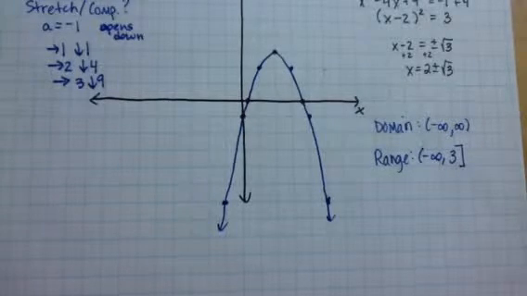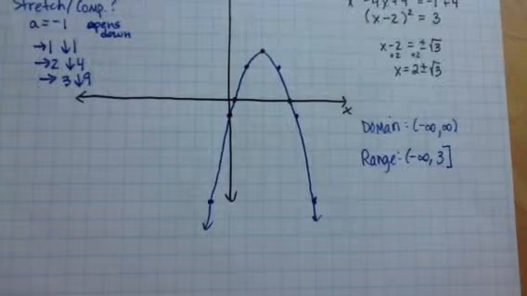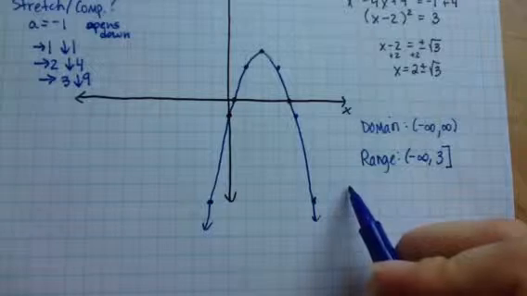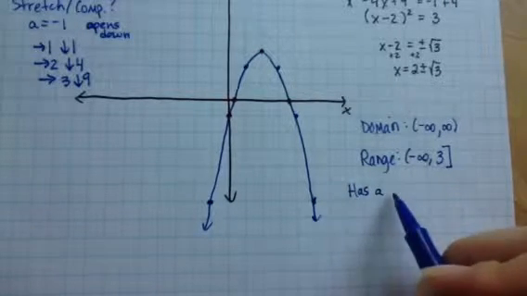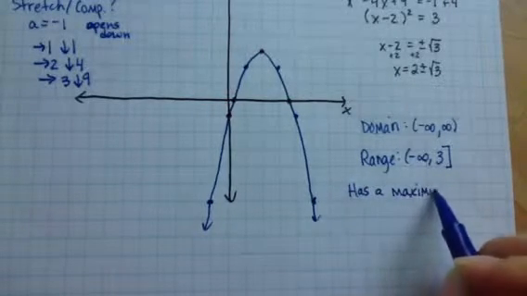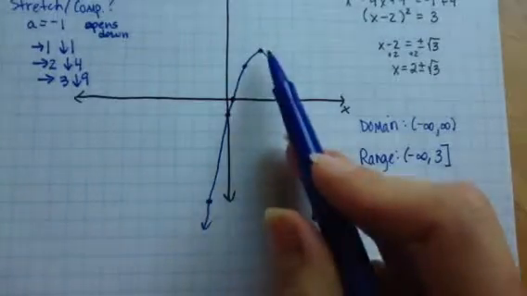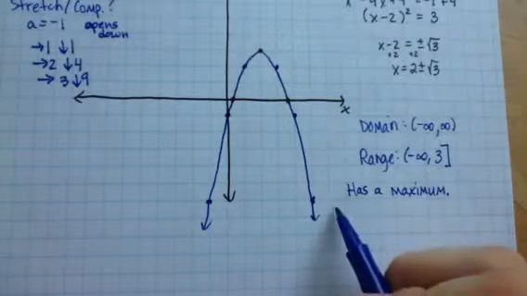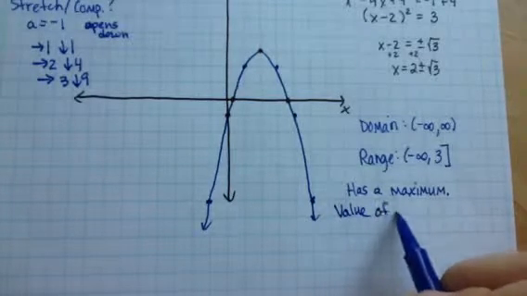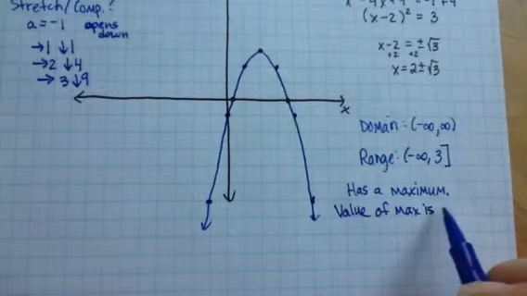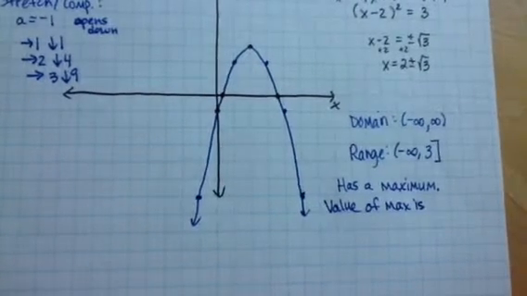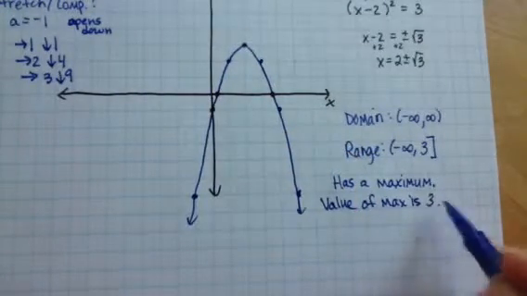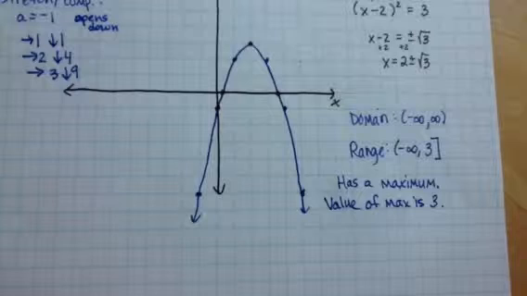And that brings up a good point about whether this graph has a max or min. Does this graph have a maximum value or a minimum value? This graph has a maximum because it gets up to the top point and then turns back around and starts heading downhill again. So it has a maximum, and the value of the maximum is always the highest y value it reaches. So the highest y value it gets to is 3. So it has a maximum, and the value of the maximum is 3.